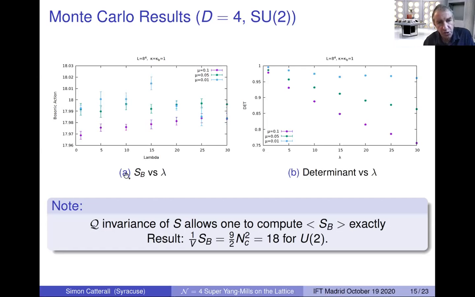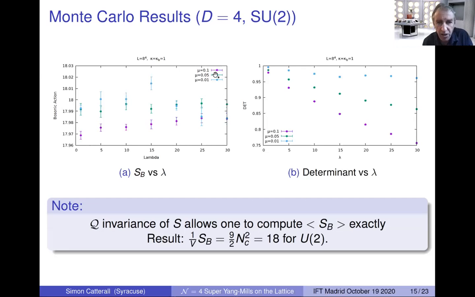So it turns out the bosonic action lies essentially in this topological subsector I said before. So I can compute its value exactly, independent of the coupling constant. You can show that the bosonic action, normalized in the way I've shown it here, takes the numerical value of 18 for the U(2) gauge group, independent of lambda. And so what you see is that's accurately true.